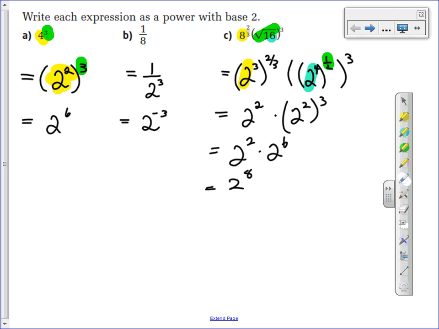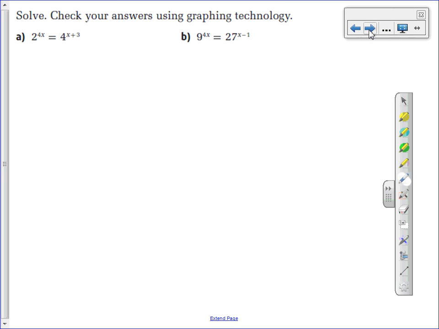Those expressions are equivalent. And the reason we're going to use that skill is, what if we end up with expressions like this? And these we can actually graph one side and then graph the other and see where the point of intersection is. That's how you check your answer using the graphing technology. We're just looking for the point of intersection. We also want to be able to do it by calculation.